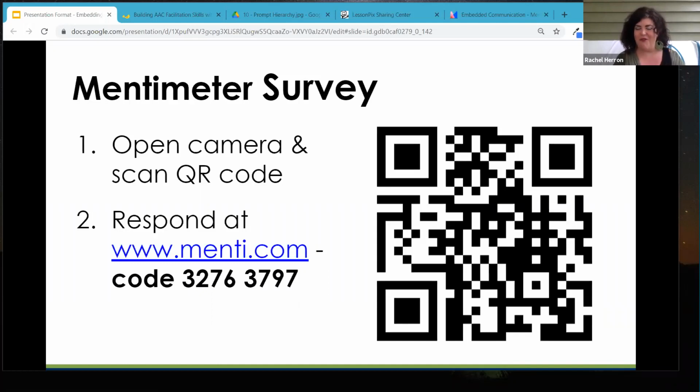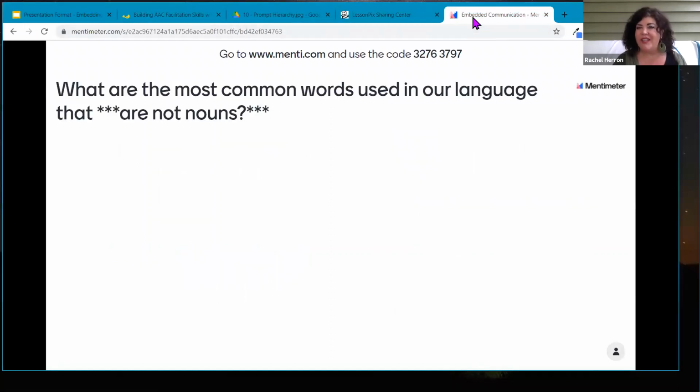We have a Mentimeter survey for you, and we would love for you to participate. You can either access that at www.menti.com, or just open up your phone and hold it over the QR code. If you open up your camera, you should be able to hold it over the QR code and have a link open up for you. And the question is, what are the most common words that we use in our language that are not nouns? So take a second to do that. And thanks, Jenna, for putting that code in the question box or in the text box.